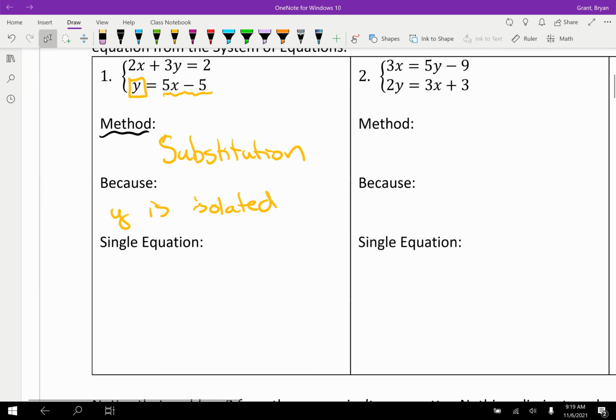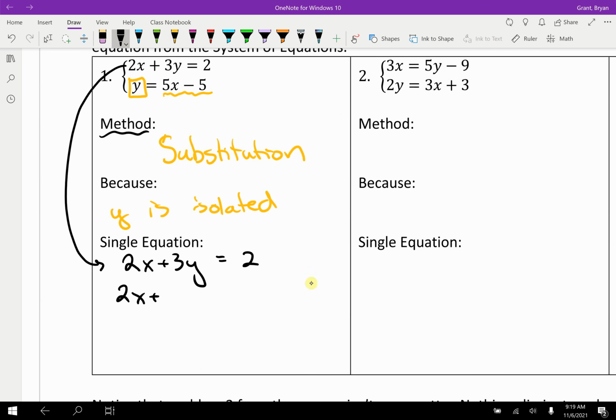And then, how do we get this into a single equation? Well, remember for substitution, we take the other equation first, 2x plus 3y equals 2, and then we are going to replace the variable that's isolated from the other equation. So I'm going to replace this y with 5x minus 5. And so we can see the equation we need to solve is 2x plus 3 times (5x minus 5) equals 2. Now we're down to a single equation that you would solve for x, back substitute, and find your y.